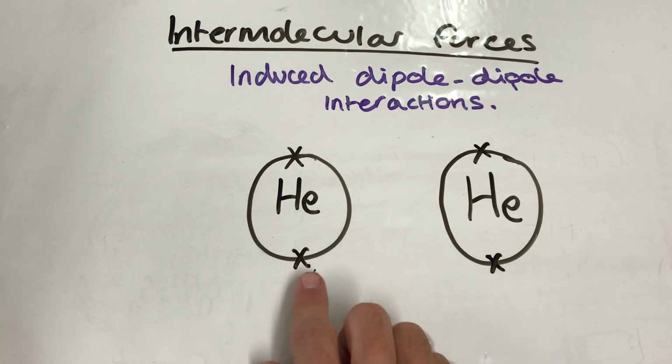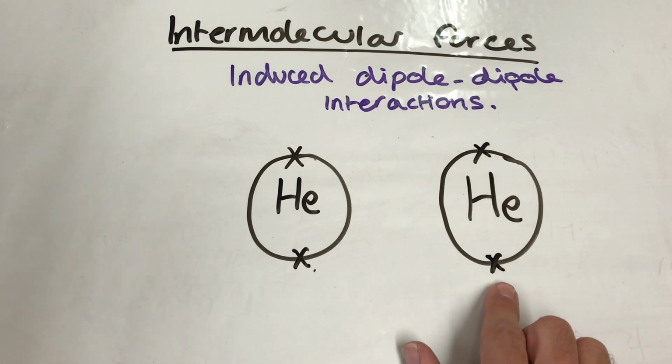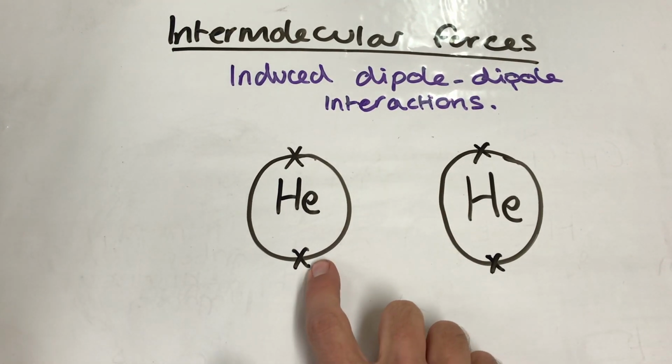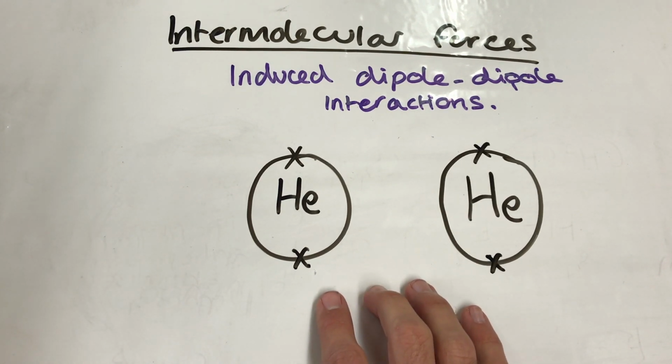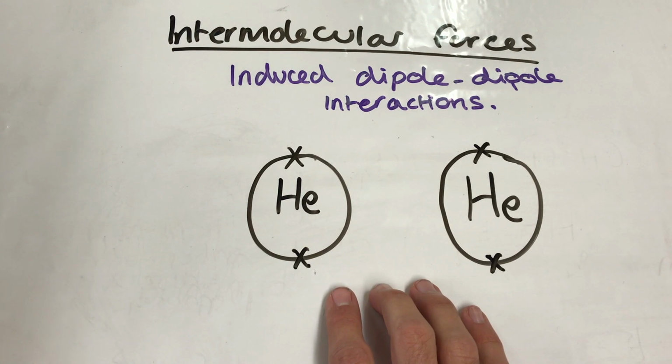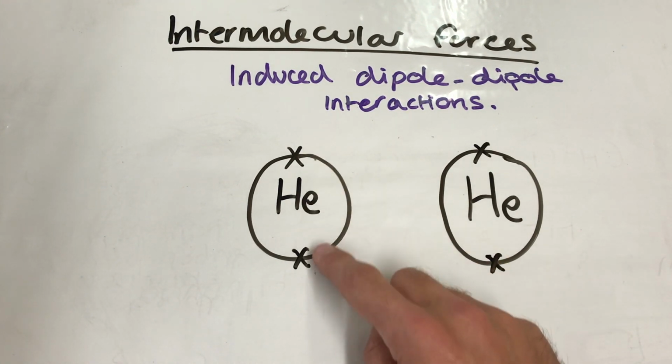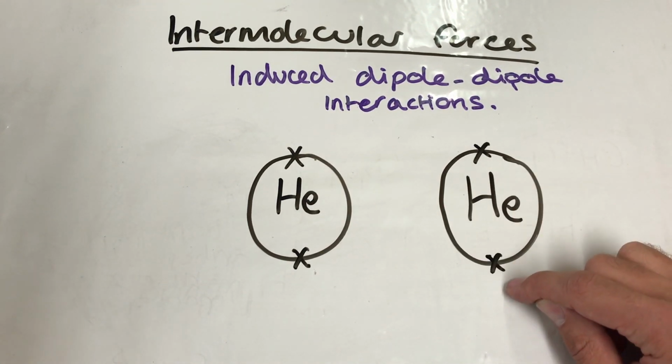Now what I've drawn for you here is two helium atoms, and I'm going to use this to show what actually happens in the induced dipole-dipole interactions, and then we're going to look at how this affects the boiling points of different molecules. Now you can see here I've drawn the outer shell electrons for two helium atoms.